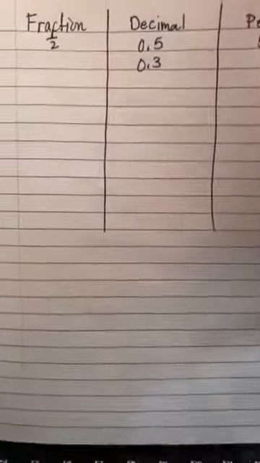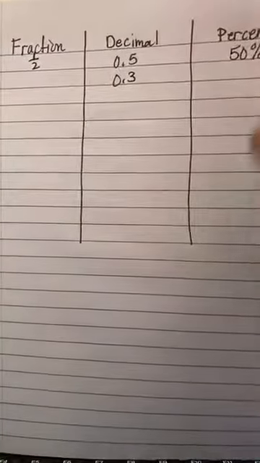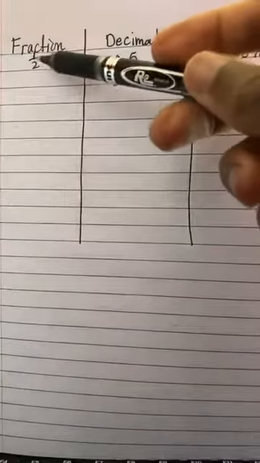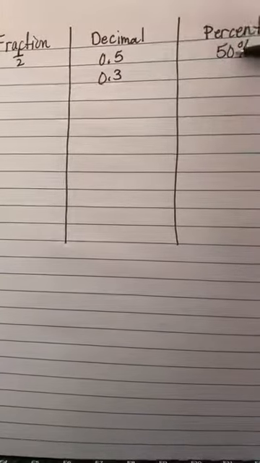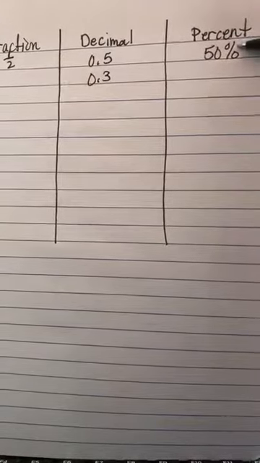So we know that this is how it should look so far on your paper. You got 1/2 as a fraction, 0.5 as a decimal, converted to 50%. Okay?